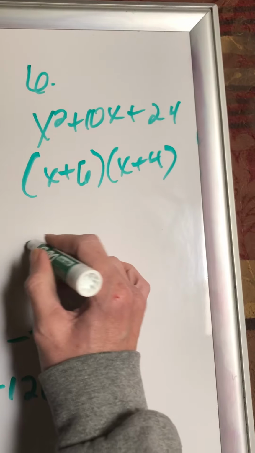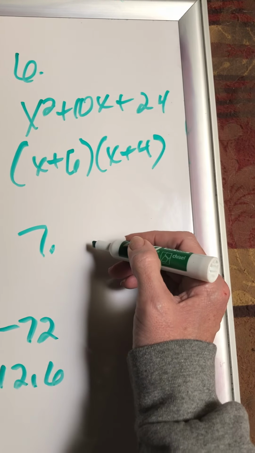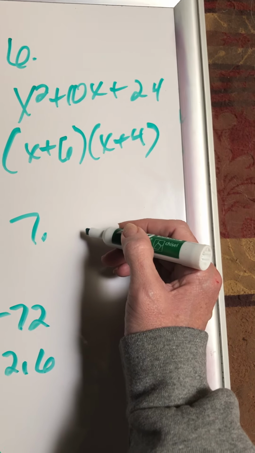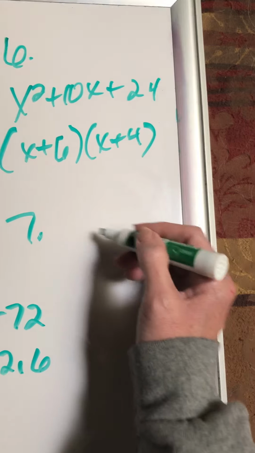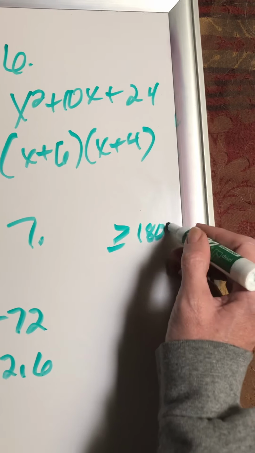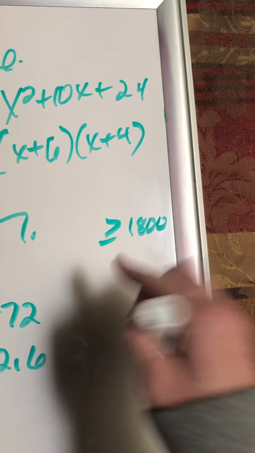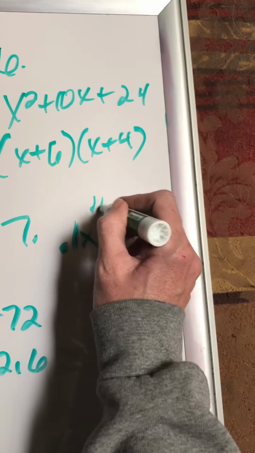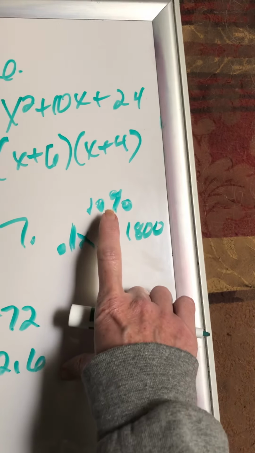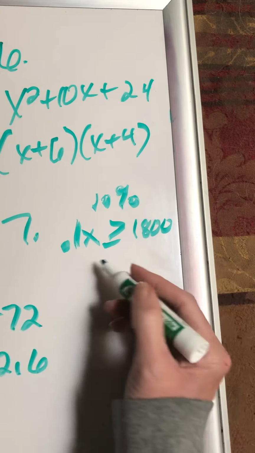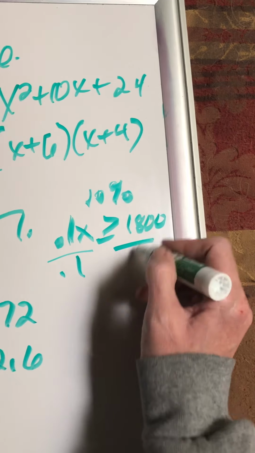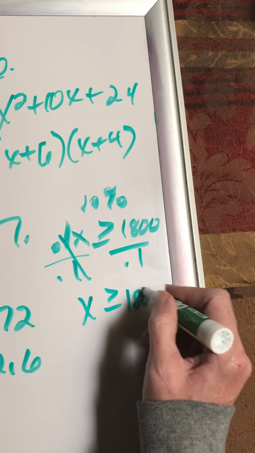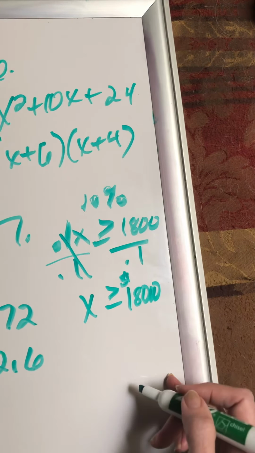Then number 7, it says that a car salesperson earns a 10% commission on each car sold. What price must the car sell for in order for the salesperson to earn a commission of at least $1,800? So at least, that's greater than or equal to. And he's got a 10% sales commission. So if it's a 10% sales commission, it's a 0.1. So then you divide by 0.1. Don't flip the inequality because you're not dividing by a negative, and that's 18,000. So we'd have to sell at least 18,000.